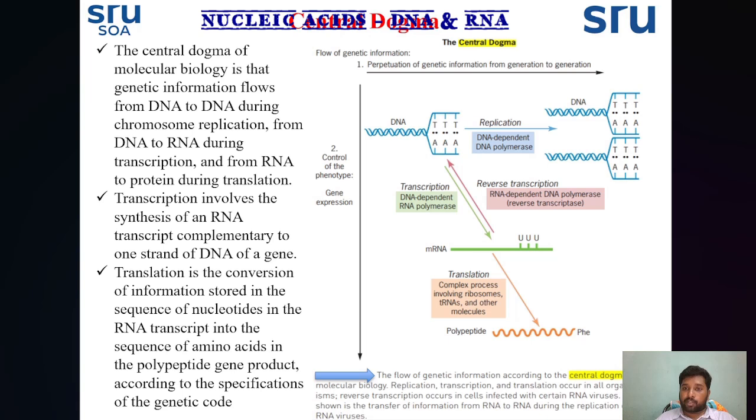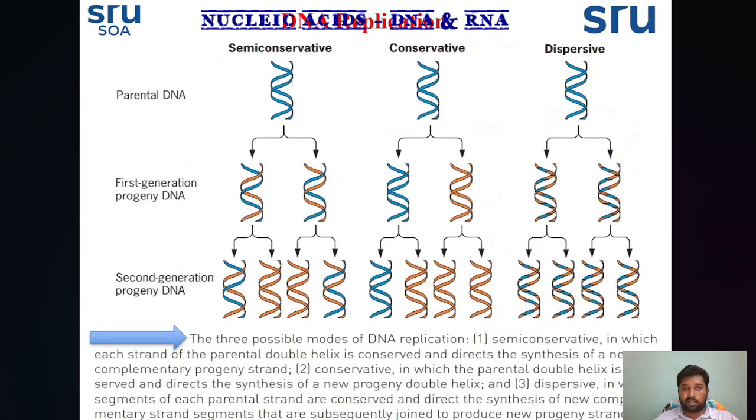One is perpetuation of genetic information from generation to generation through DNA replication. We will discuss that in the next slide: conservative, semi-conservative and dispersive methods of replication are there. And another one is control of the phenotype, I mean gene expression. That is one flow of genetic information. DNA undergoes transcription to mRNA, and RNA to polypeptide chain, a chain of amino acids, by translation. Okay, this is about the central dogma of molecular biology.